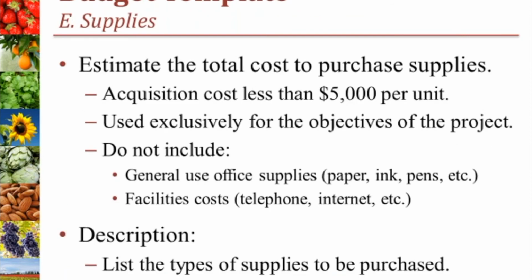Category E is supplies. Enter the total estimate cost for supplies in the amount requested column. Supplies refer to items that cost less than $5,000 per unit and are used exclusively for the objectives of the project. It is important that you do not include indirect costs in this category, including general use office supplies or facilities costs. In the description column, list the types of supplies the project anticipates purchasing.